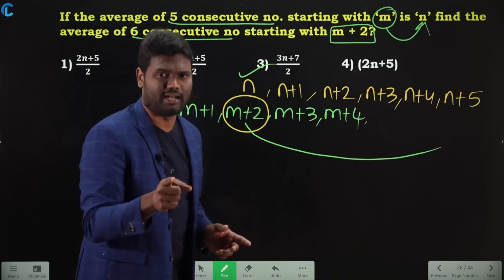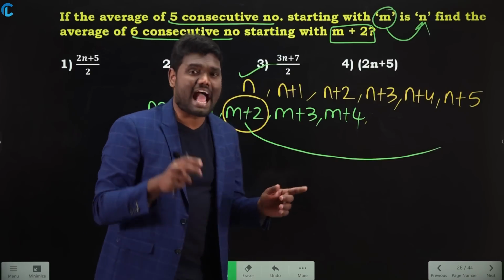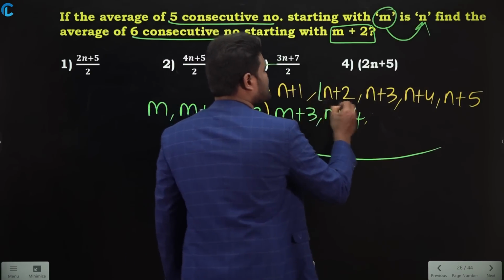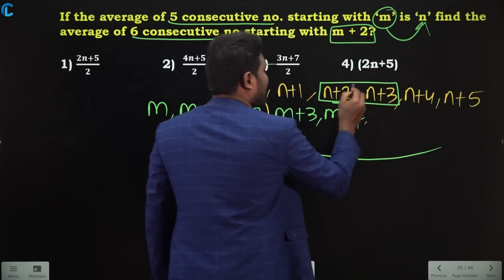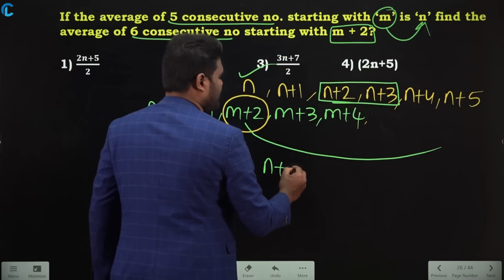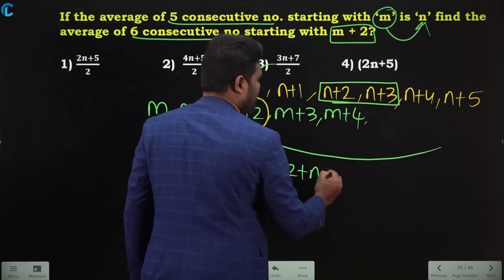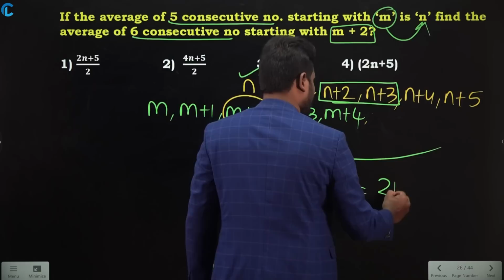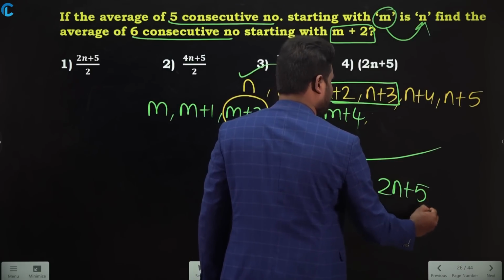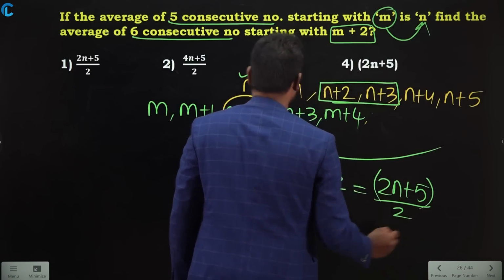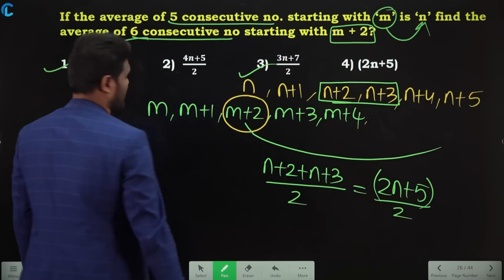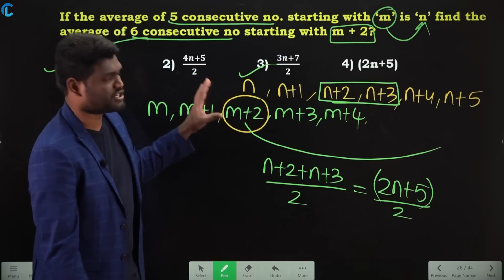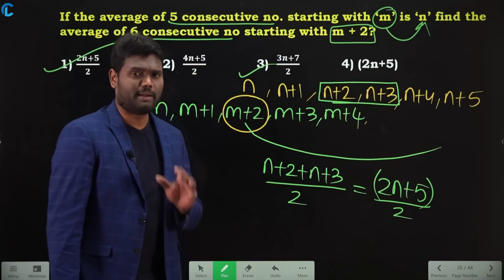As I have 6 numbers, average is nothing but the average of the middle 2 numbers. That is what we have learned. Yes or no? For 6 numbers, average is the average of the middle 2 numbers. These are the middle 2 numbers. Calculate the average for this one: n plus 2 plus n plus 3 divided by 2. Now this is 2n plus 5 by 2, which is option 1. Very simple question. Just read the question clearly. Once you read the question clearly, solving it becomes very simple.